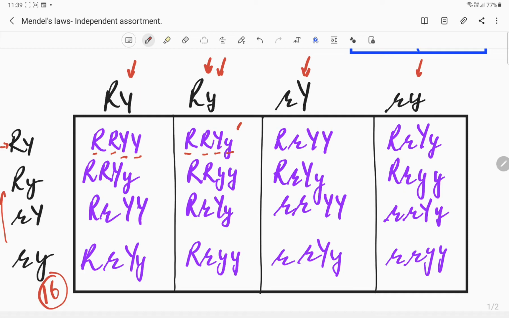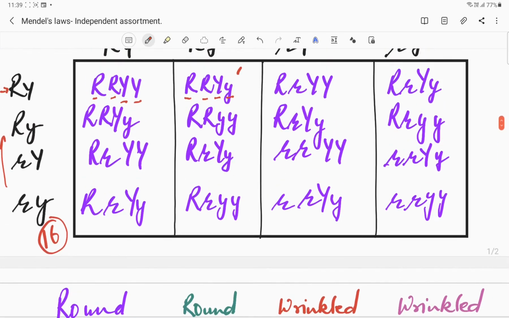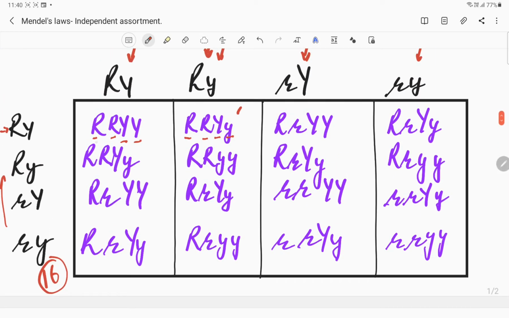Now, what will be the phenotype and the genotype of the offsprings? Is that what we are interested in? So what is the phenotype of the first one? Let's have a look at it. So this is going to be a round and yellow seed.